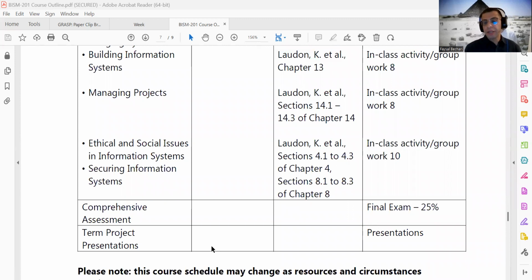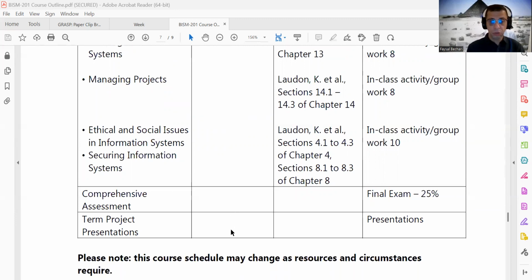There will be a final exam, which is comprehensive, covering all these chapters, worth 25% of your total mark. But there will also be a final presentation. I will be announcing the subject of the final presentation in the next class, that you as a group need to work on.